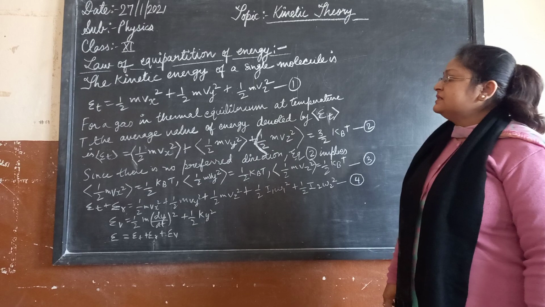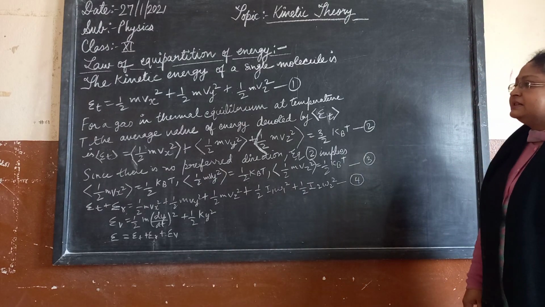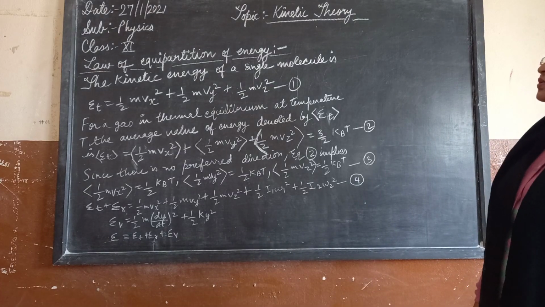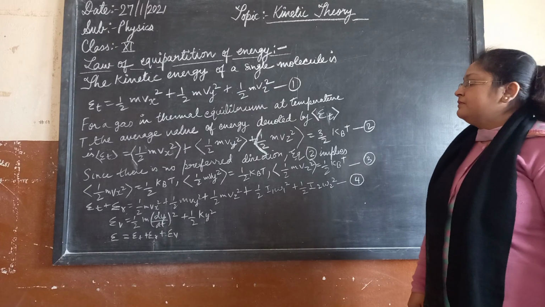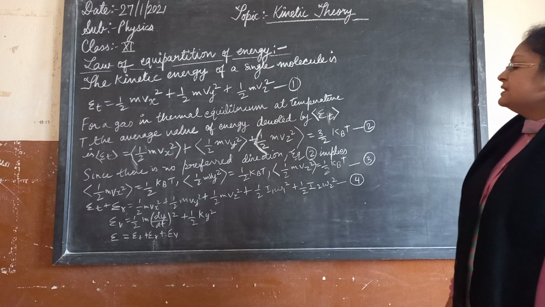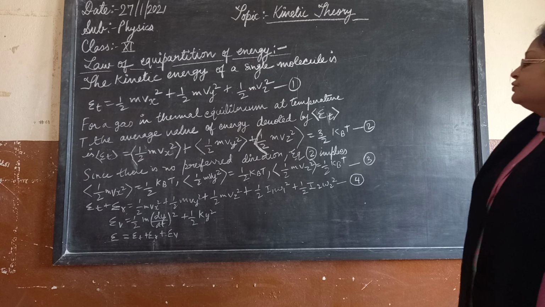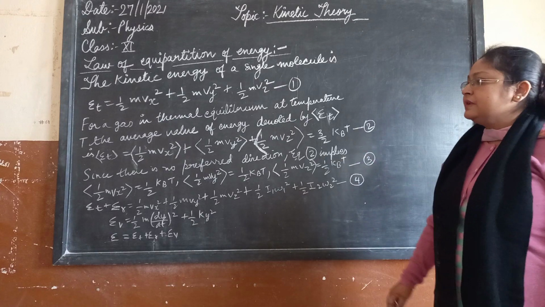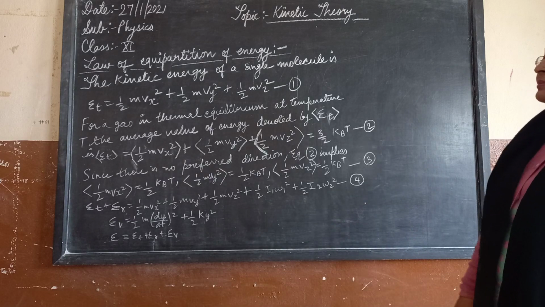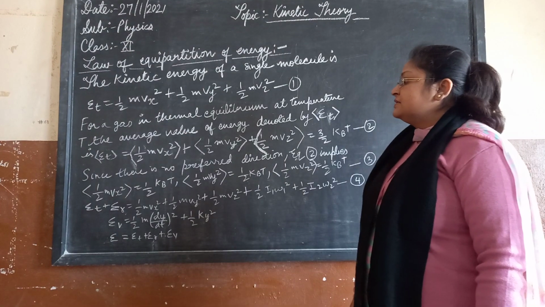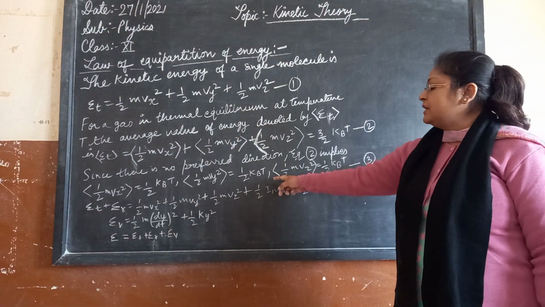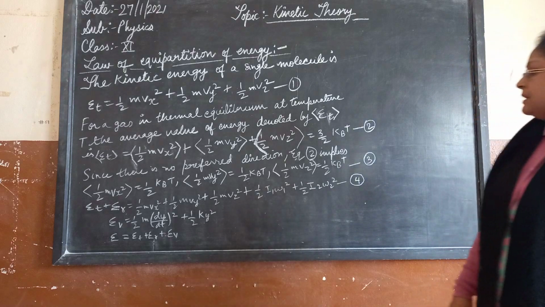For the gas in thermal equilibrium at temperature T, the average value of energy, denoted by Et, is given by 1 by 2 m vx square plus 1 by 2 m vy square plus 1 by 2 m vz square, which is equal to 3 by 2 kB T. Equation 2 we have taken since there is no preferred direction. Equation 2 implies that 1 by 2 m vx square equals 1 by 2 kB T, y will be 1 by 2 kB T, and z will also be equal to 1 by 2 kB T.